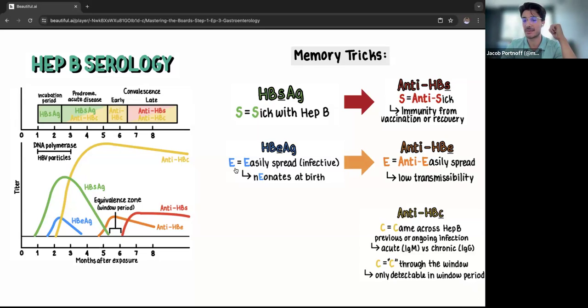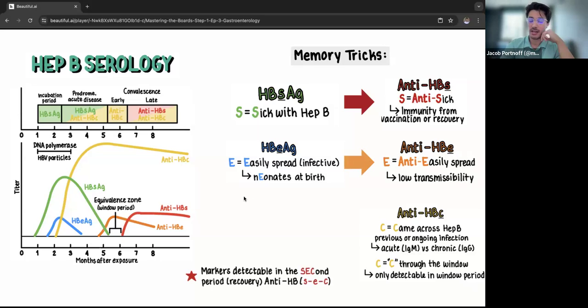And we've talked about how E is going to be easily spread. So what is anti-easily spread? That means it's going to have a low transmissibility, as you can see in orange and in red here. Now, a little memory trick also to remember this is that in the second period, right here, anti-HBsEC, SEC is going to be elevated. So you're going to have your, right, HBS, HBC, HBE. So I want you guys to be able to identify in an acute infection, a resolved infection, immunized state, susceptible state, or a highly infectious state. And essentially with these memory tricks, you should be able to answer every single one.